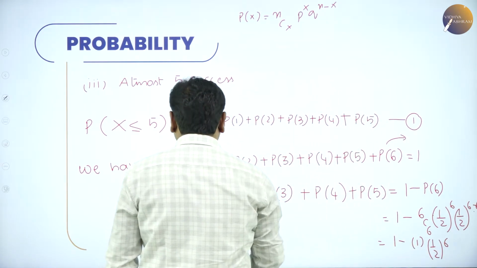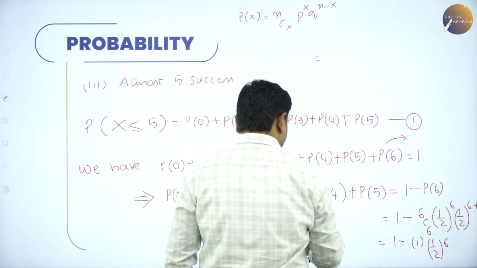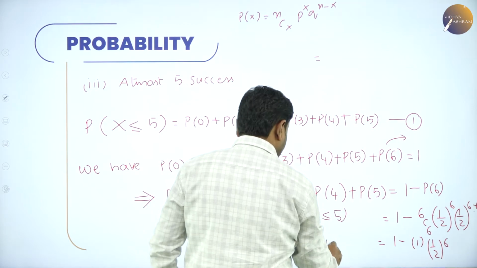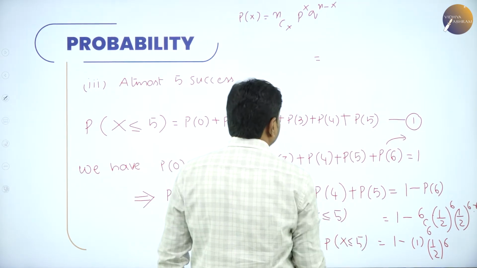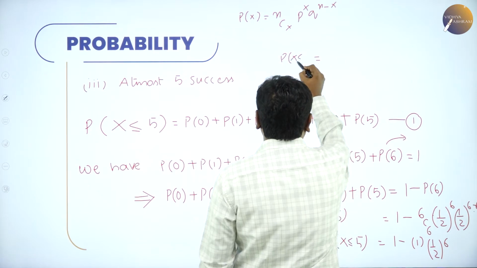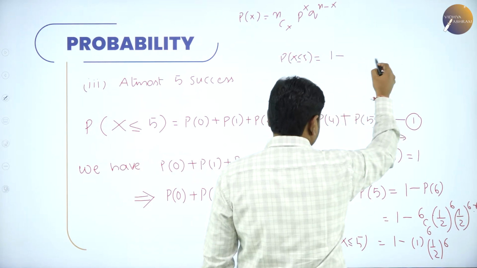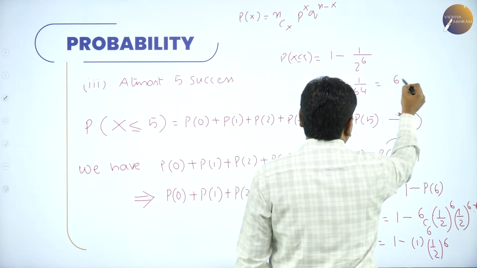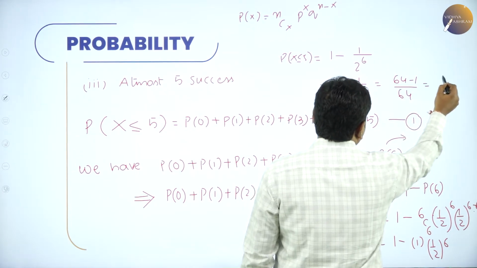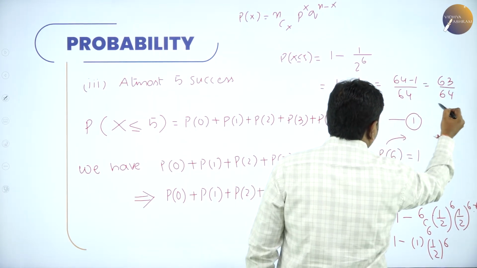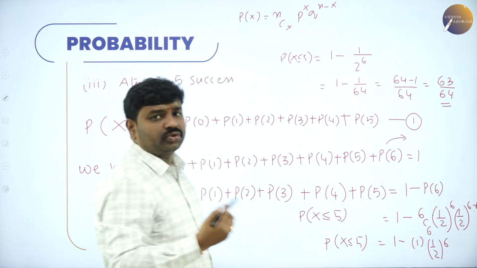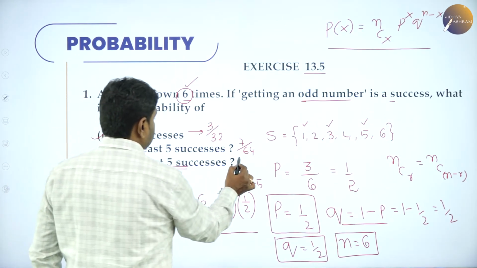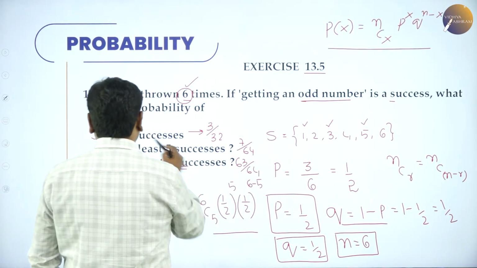So LHS I can write P of x less than or equal to 5, that is P0 to P5, we can call it P of x less than or equal to 5. So that is 1 minus P6, which is 1 by 2 power 6, so 1 minus 1 by 64. If you take the LCM, 64 minus 1 by 64, 63 by 64. That means out of 64 times, you will get 63 times at most 5. So 63 by 64, we got the last case also. That is 63 by 64. One of the important questions.